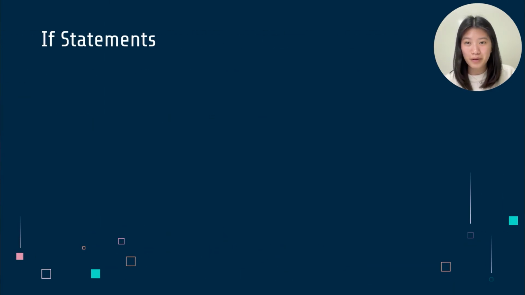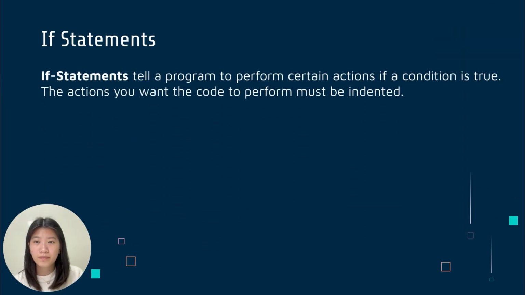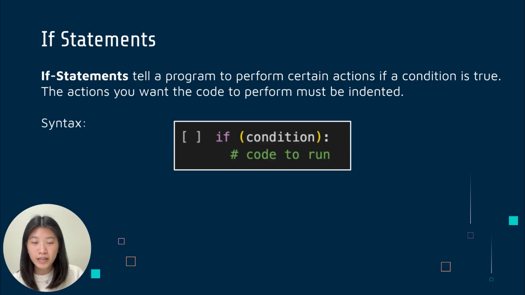So now let's talk about if statements. If statements tell a program to perform certain actions if a condition is true, and the actions you want the code to perform must be indented. So the syntax of this is going to be if, and then your condition, and then the colon sign, and then on the next line, you're going to indent the code that you want to run.